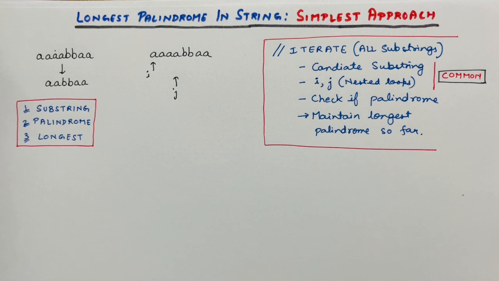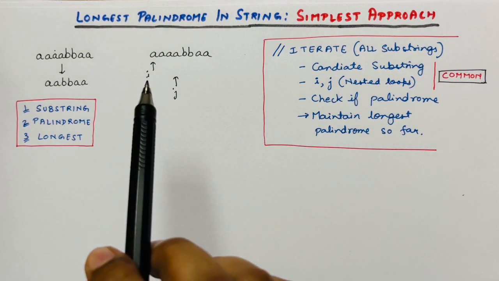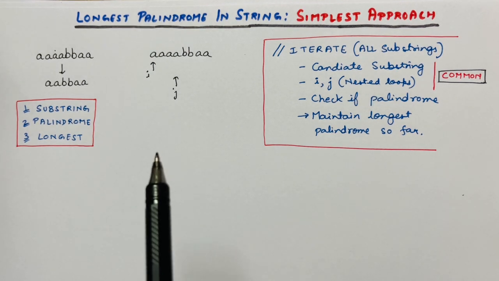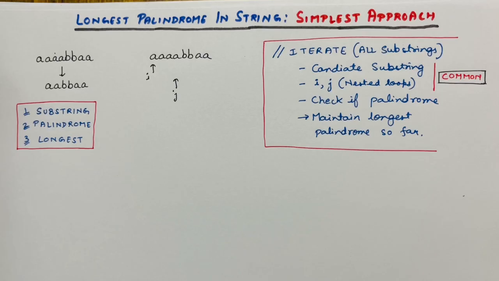So one way we can think of is, let us get all substrings, check if they are palindromes and find the longest among those. How will we get all the substrings? There is a very common approach for that using two nested loops. In the first loop, we fix the starting point of the substring using pointer i. In the second loop, we fix the end point of the substring using pointer j. Once we have the candidate substring, what should we do next? We should check if this is a palindrome. If this is not a palindrome, then that substring is of no use to us. But if it is, we need to check if this is the longest palindrome so far.